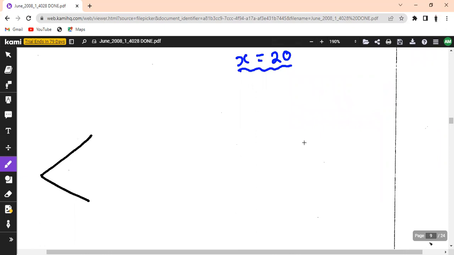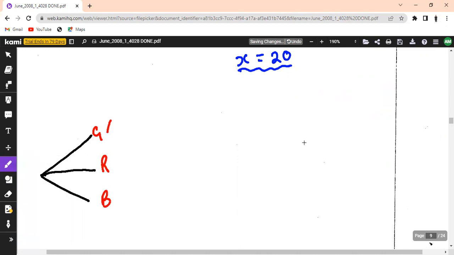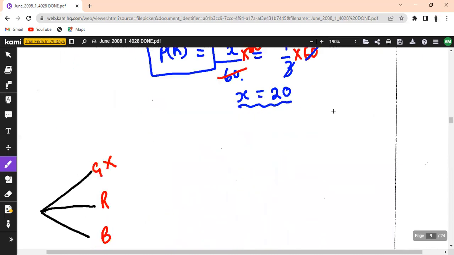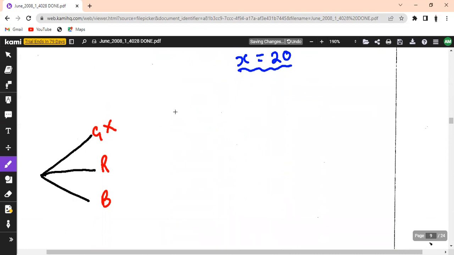I want you to understand this basic part. You were supposed to have green here, and you have red and blue. But they are saying green is not included. So let's fill in this way. Remember, it's with replacement, which means whatever you take, you replace it back. So how many green are there? Green is actually 36 out of the total, which is 60. So it's 36 out of 60.